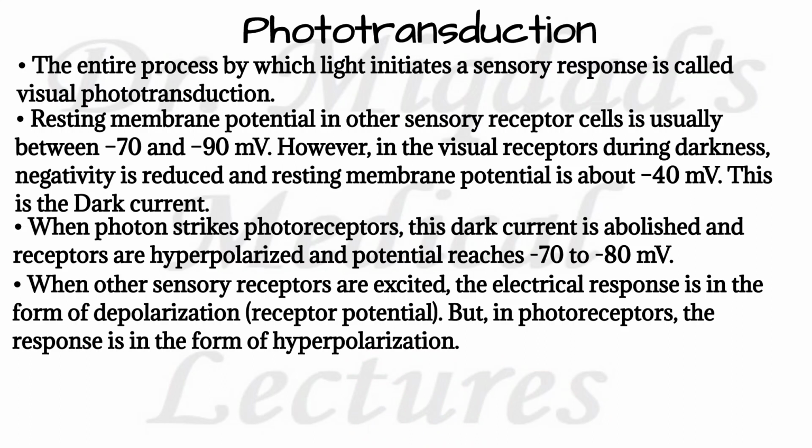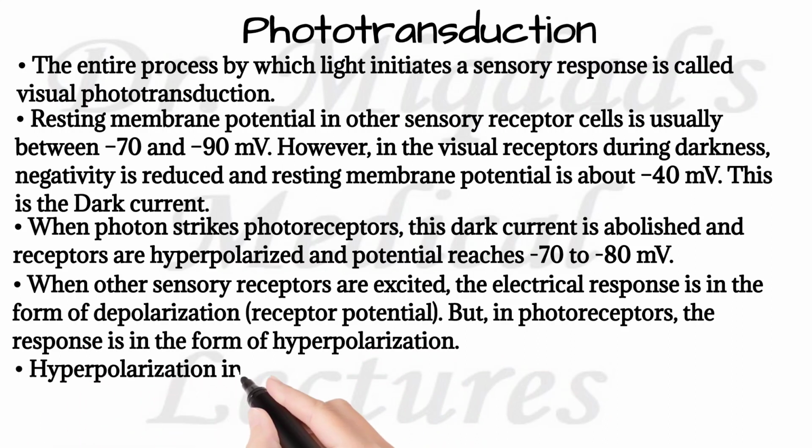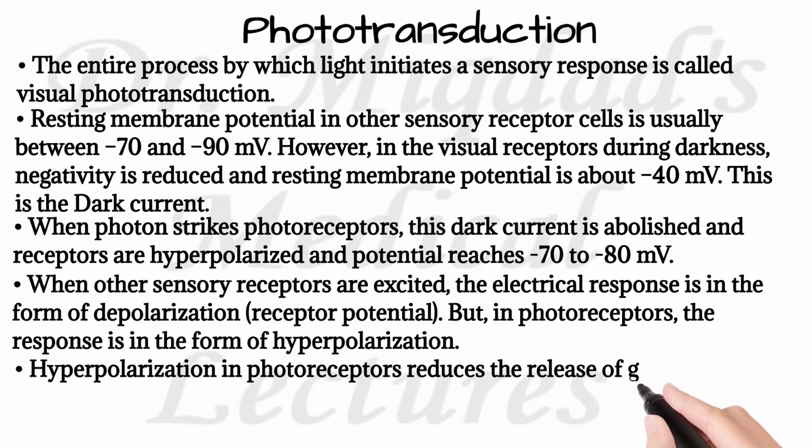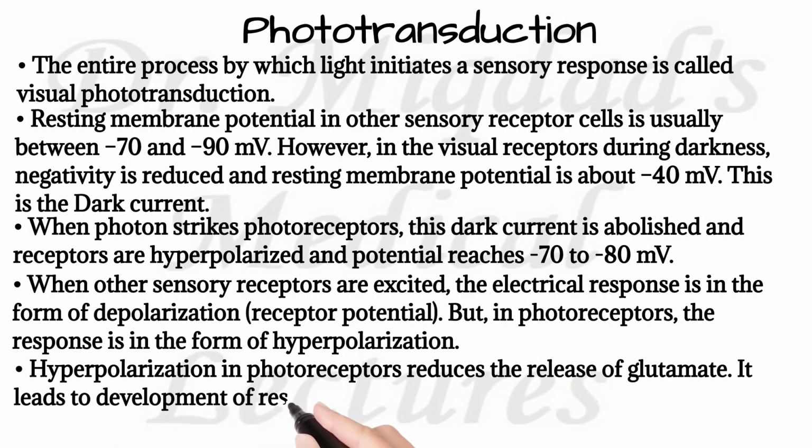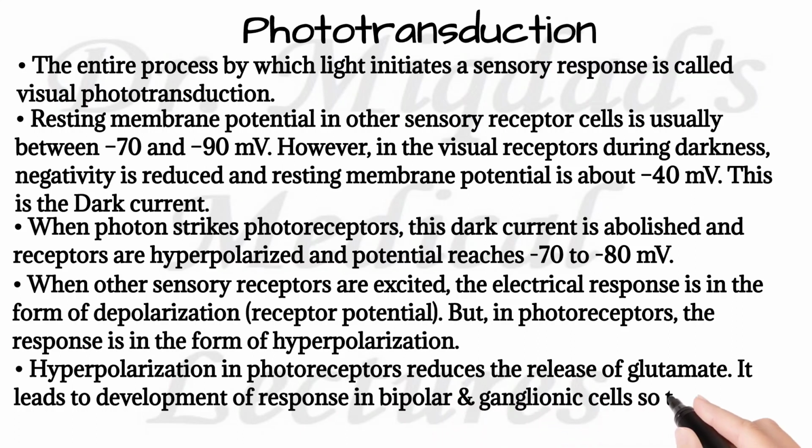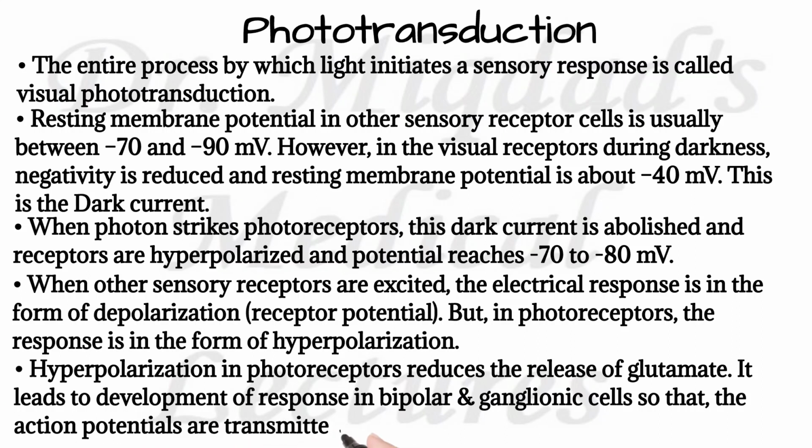During scotopic conditions, when receptors are in a depolarized state, they release the neurotransmitter glutamate at a steady rate. This glutamate, though usually excitatory, functions here in the retina as an inhibitory neurotransmitter. Now, when light falls on the retina, these photoreceptors are hyperpolarized, and hyperpolarization reduces the release of glutamate, which in turn reduces the inhibition of retinal nerves. This leads to development of response in bipolar and ganglion cells, so that the action potentials are transmitted to the cerebral cortex via the optic pathway.